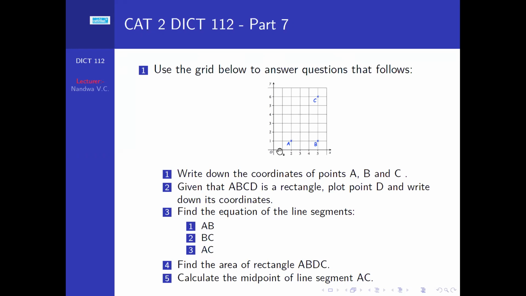For C, we are moving 5 units along the x-axis, and then 6 units along the y-axis. So the coordinates for C will be 5, 6. Then, given that ABCD is a rectangle, plot the point D and write down its coordinates. Let me demonstrate.